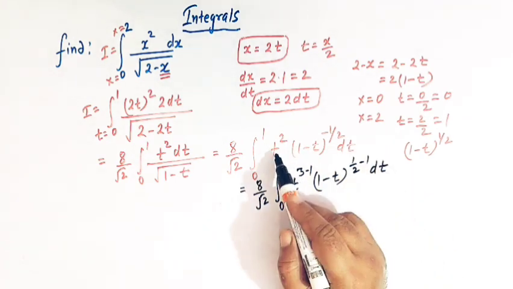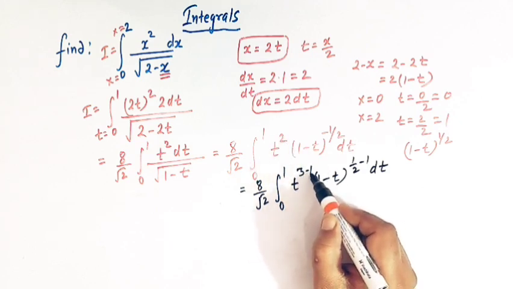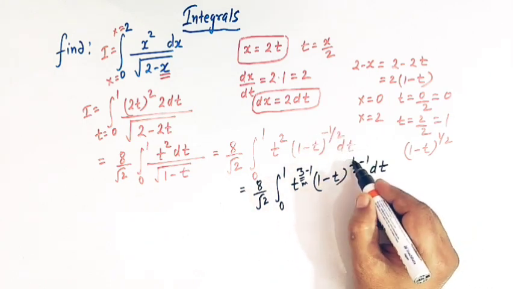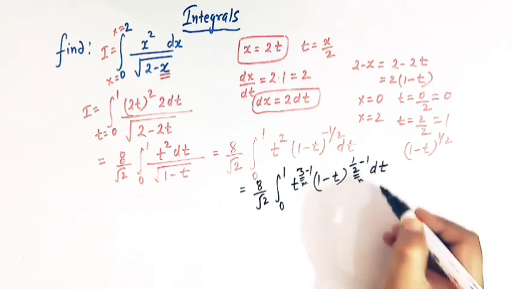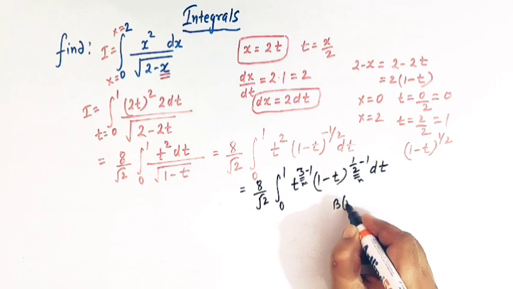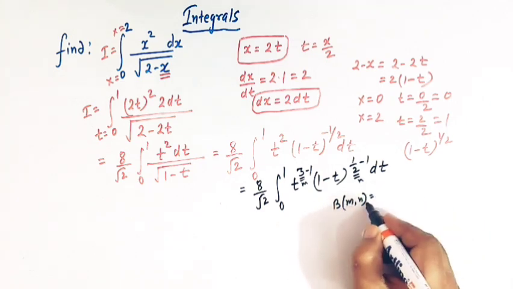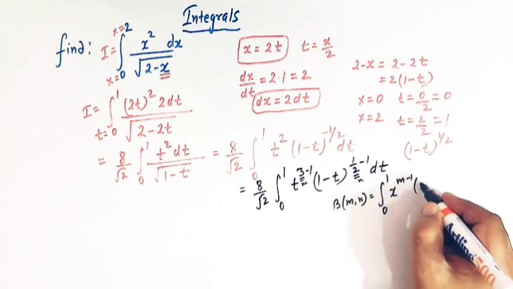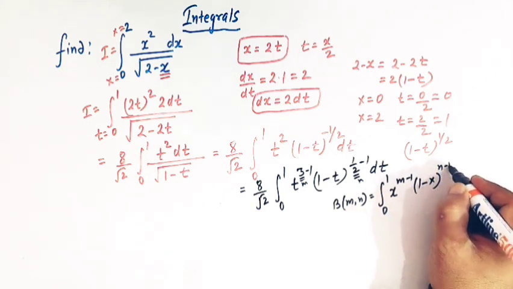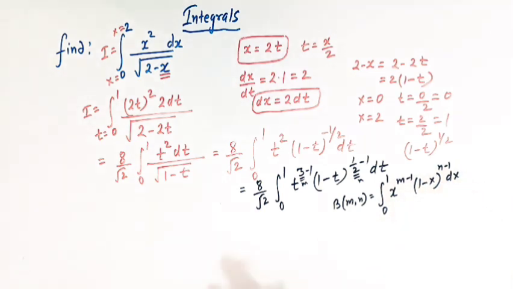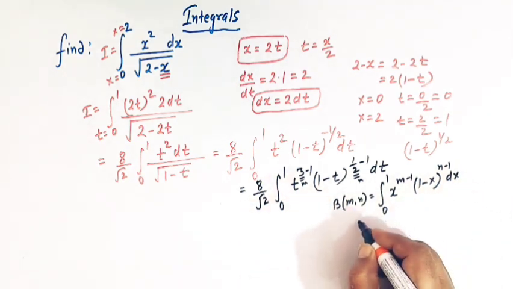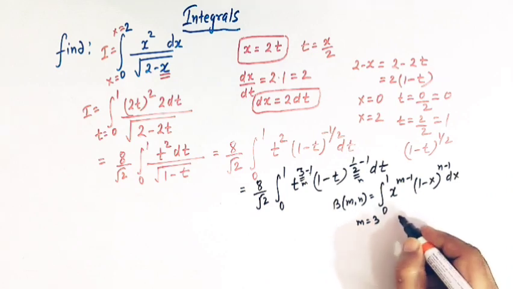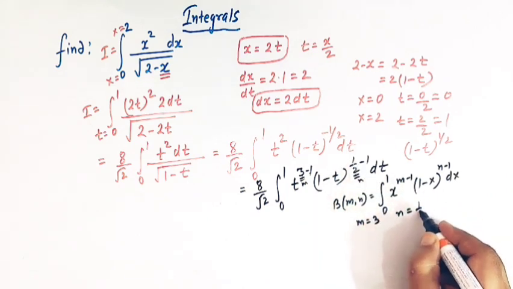So we have expressed t squared as t raised to 3 minus 1 because this is going to be our m, and minus half is written like this, half minus 1, this is going to be our n, right? Because the beta function is defined as the integral from 0 to 1 of x raised to m minus 1, then we have (1 minus x) raised to n minus 1, dx, right? So comparing this integral with this one, we have m minus 1 equal to 2, so m is 3 and n is half, right?